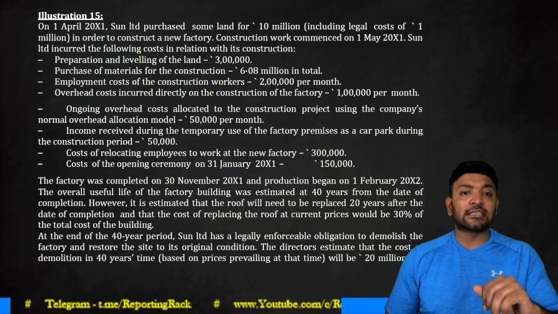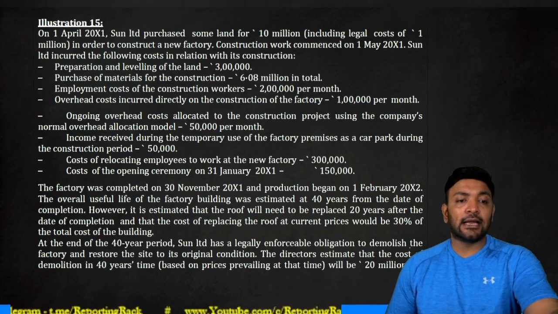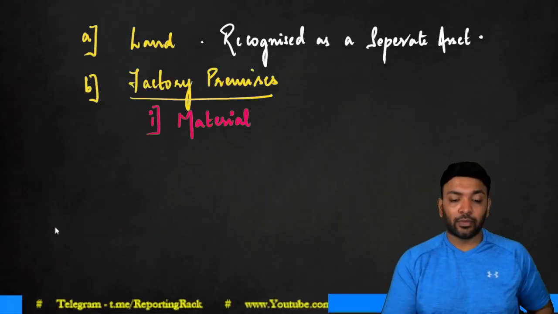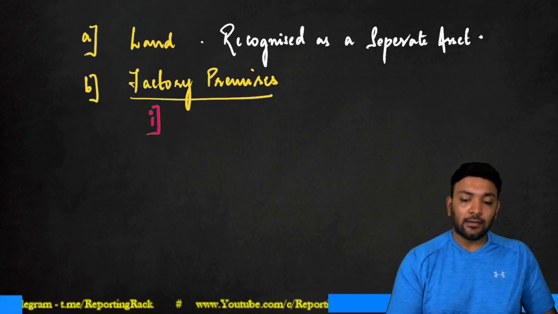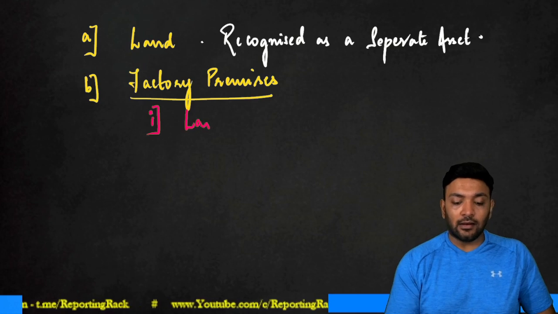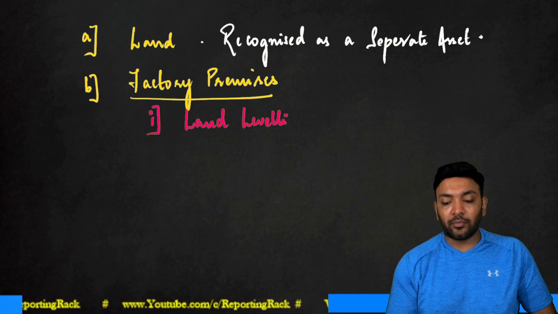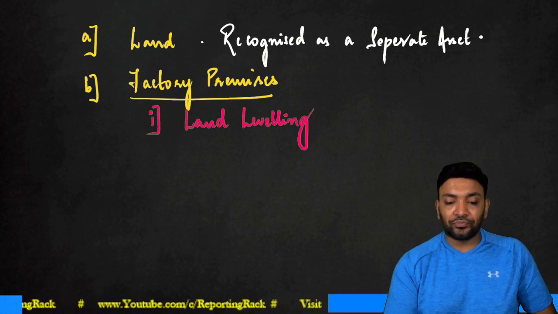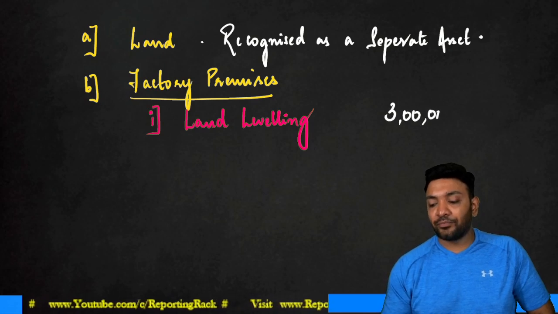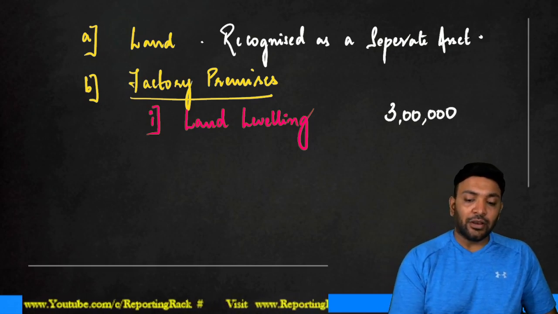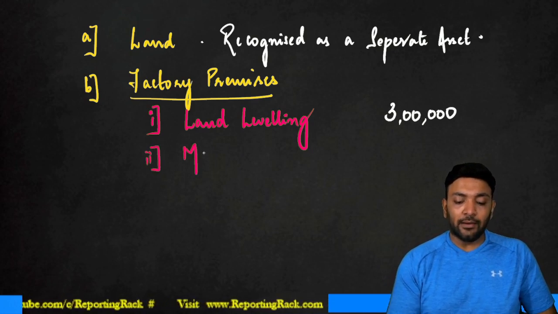Oh, sorry. First is leveling of land of 3 lakhs. That should be the first one, guys. Land leveling, three lakhs. Number 2, material.